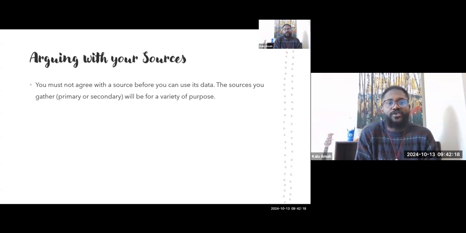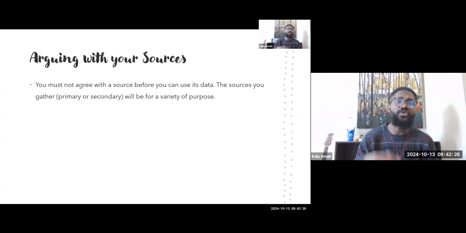Then let's look at arguing with your sources, because this is now the main thing. If you are writing a paper, you need to argue. You need to defend your claim, because you start the introductory paragraph, like we spoke last week, by giving us your thesis statement. And your thesis statement is your argument, your claim.